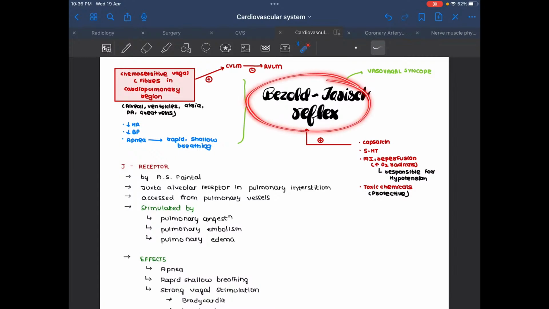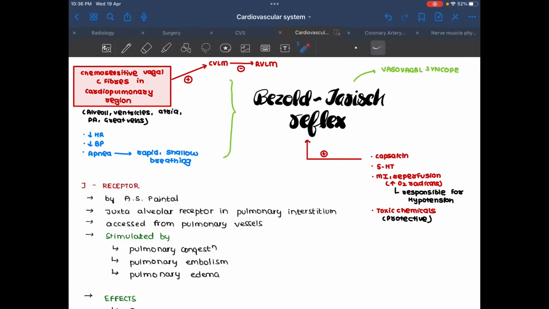We're going to see some kind of nociceptive, I would say, some stimulus which is very disagreeable to our body. So let's see what are those stimuli which can stimulate this reflex. One thing is capsaicin. Okay, very hot spicy foods. We can have 5-hydroxytryptamine. Very important, I would say, that's the most important. That is an MI and reperfusion injury. Okay, whenever the person is going to suffer from myocardial infarction, we're going to see this Bezold-Jarisch reflex as a part of your reperfusion injury, and toxic chemicals.